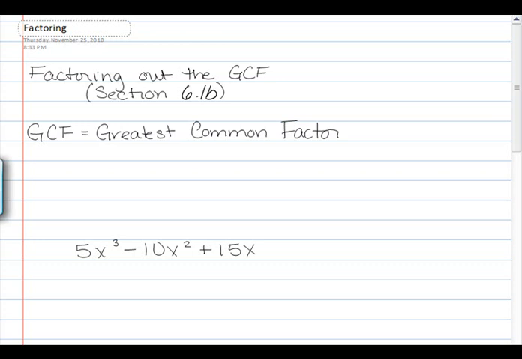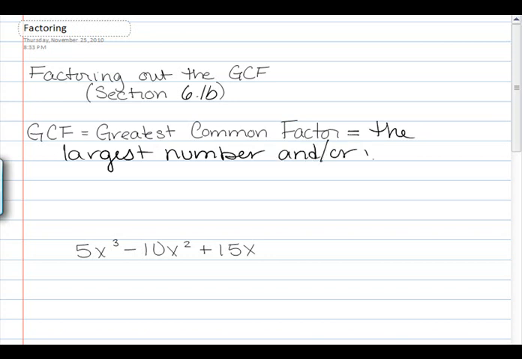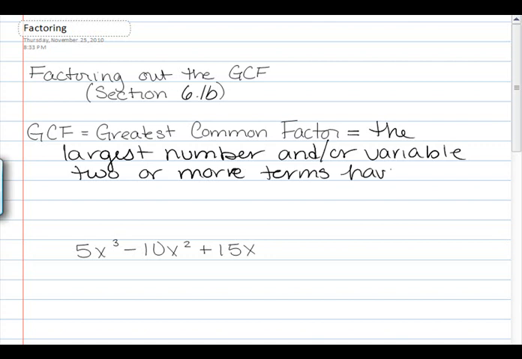So what a greatest common factor, or a GCF, is, this is the largest number and or variable two or more terms have in common. Okay, so again, the largest number and or variable that 2 or more terms have in common.